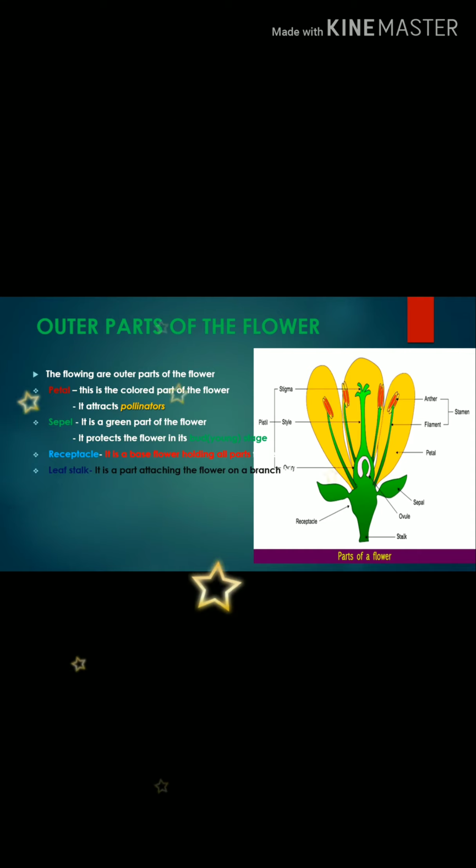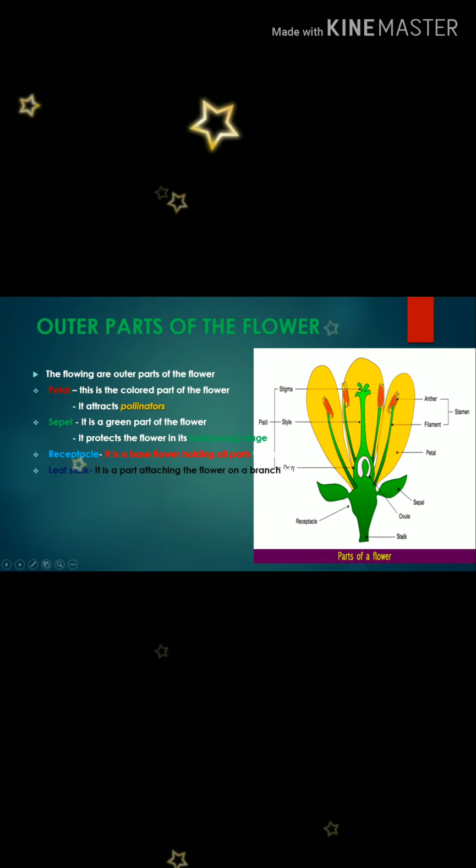So, pupils, let us make a summary of what we have discussed. Number one, we said there is the male part of the flower and the female part of the flower. This is the male part of the flower called stamen, consisting of anther and the filament. This is the female part of the flower called the pistil. It has stigma, style, and ovary.